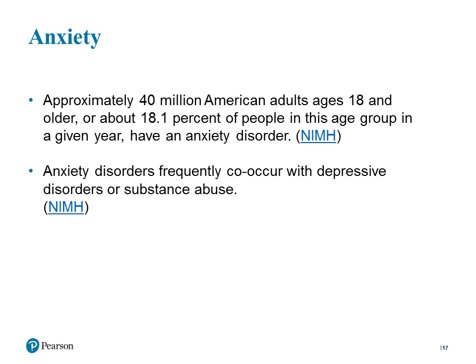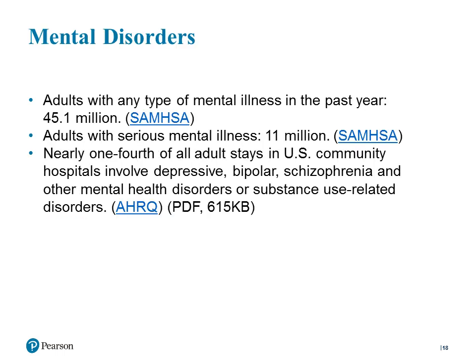And then anxiety: approximately 40 million American adults age 18 or older, about 18.1%, have an anxiety disorder in any given year, and anxiety disorders frequently co-occur with depressive disorders or substance abuse. Nearly 3/4 of those with an anxiety disorder have their first episode by about age 21 and a half. There are some published studies that report that about 25% of all U.S. adults have a mental illness, and that nearly 50% of U.S. adults will develop at least one mental illness during their lifetime.